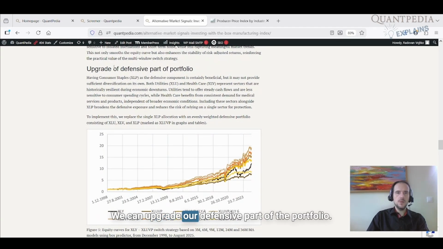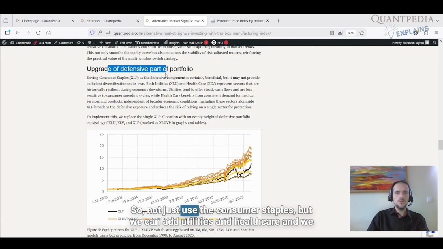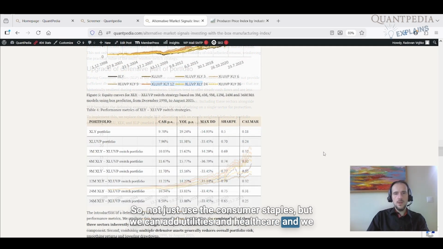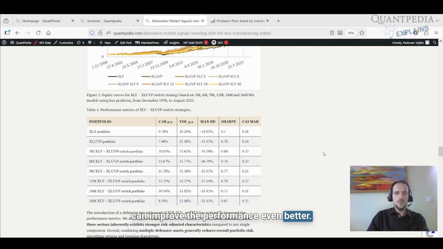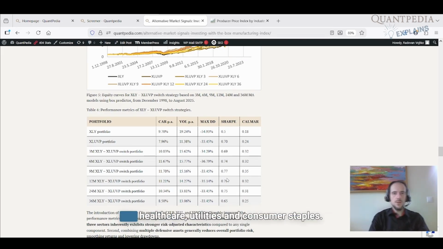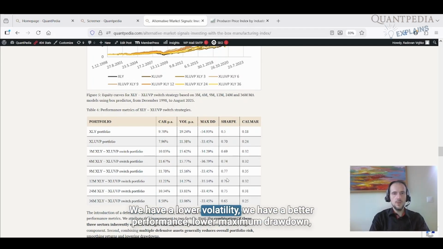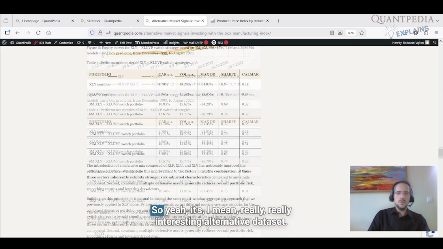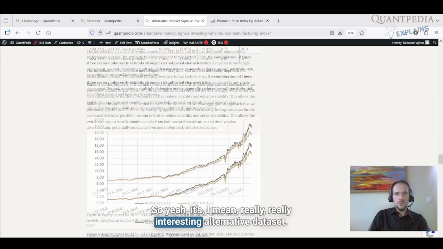We can upgrade our defensive part of the portfolio, so not just use the consumer staples, but we can add utilities and healthcare, and we can improve the performance even better, and I mean the Sharpe ratio even better. If we move from the cyclical stocks into the portfolio that consists of 3 ETFs equally weighted, the healthcare, utilities and consumer staples, I mean we can improve the performance even better. We have a lower volatility, we have a better performance, lower maximum drawdown, better Sharpe ratio, better gamma ratio. So it's really an interesting alternative data set.